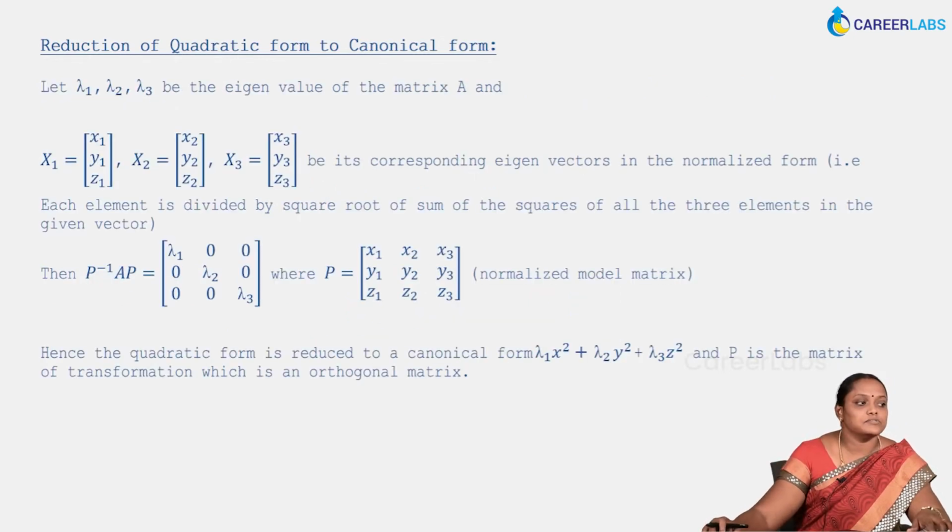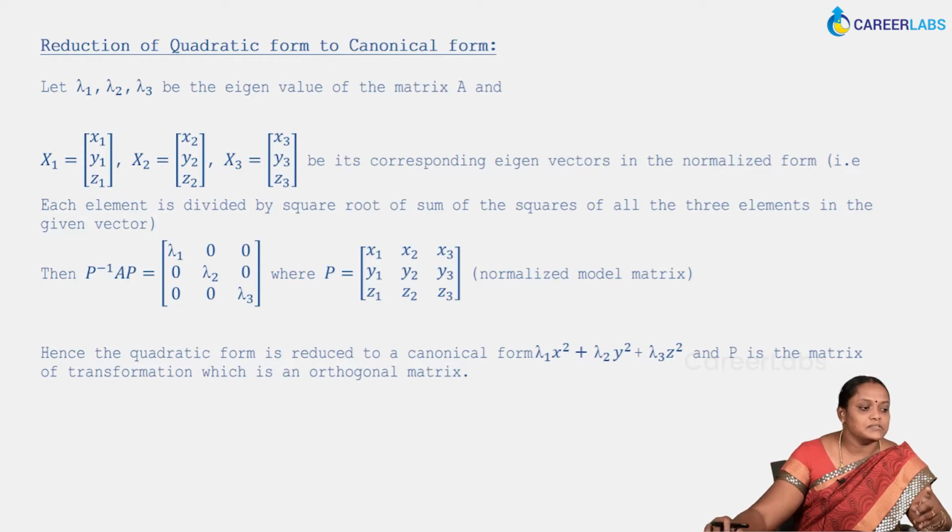See how to reduce the quadratic form to canonical form. So, if lambda 1, lambda 2, lambda 3 are the eigenvalues, and for each eigenvalue there is a corresponding eigenvector x1, x2 and x3 in the normalized form. So, the normalized form of each vector is obtained when every element is divided by the square root of the sum of the squares of all the elements in the given vector. Therefore, P inverse AP will give you the diagonal matrix, that is lambda 1 0 0, 0 lambda 2 0, and 0 0 lambda 3, and P is the normalized modal matrix.